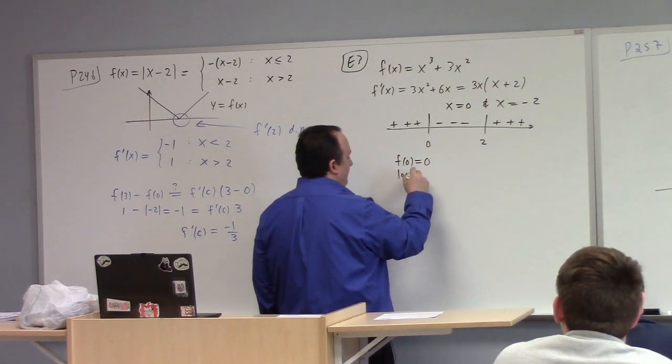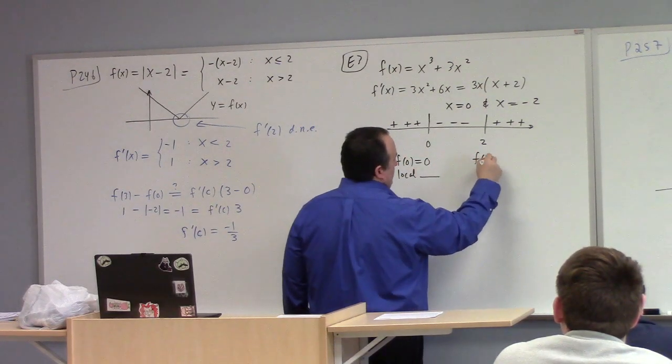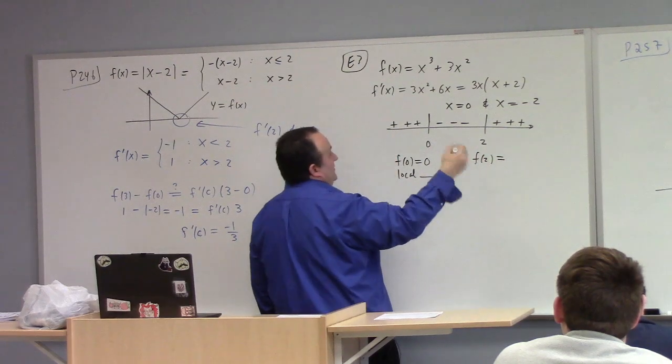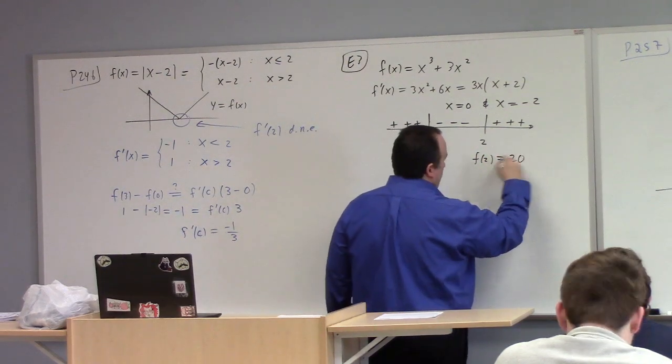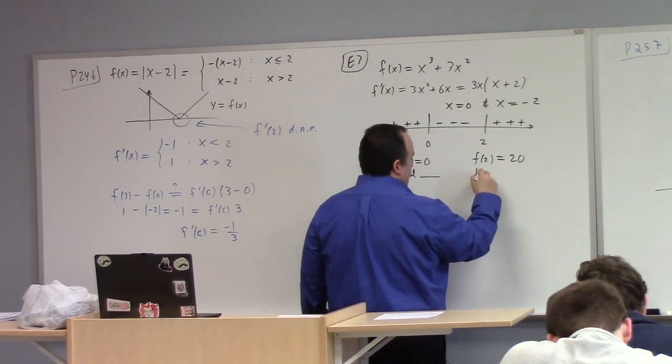local what? F of 2 is 8 plus 3 times 4, which is 20. Is the local what?